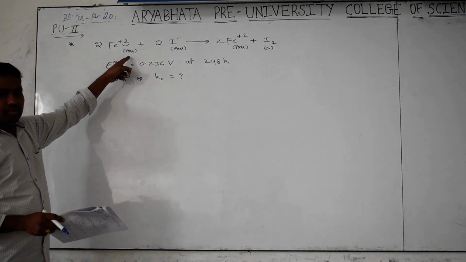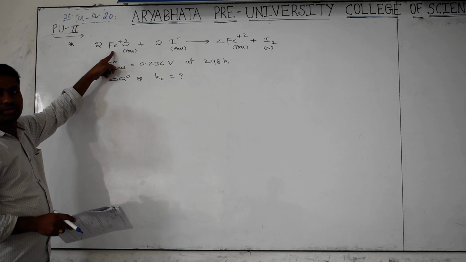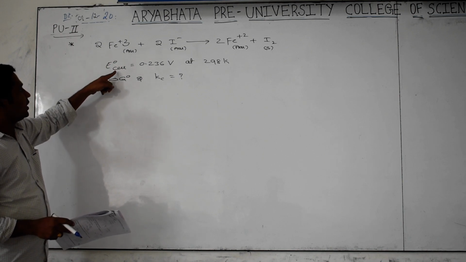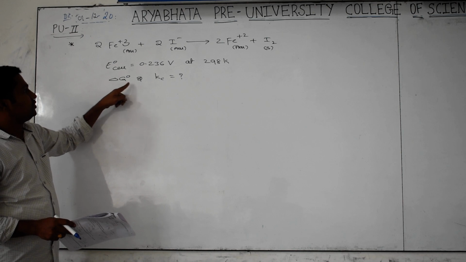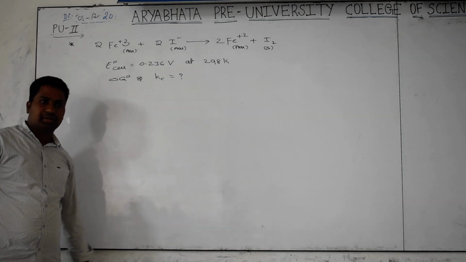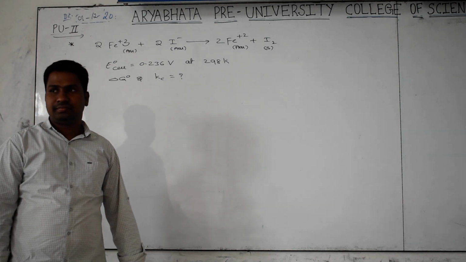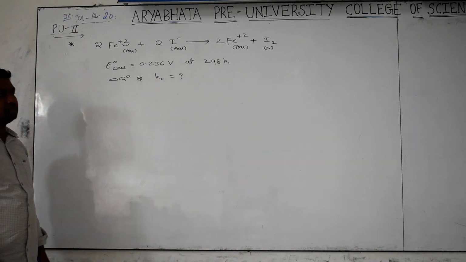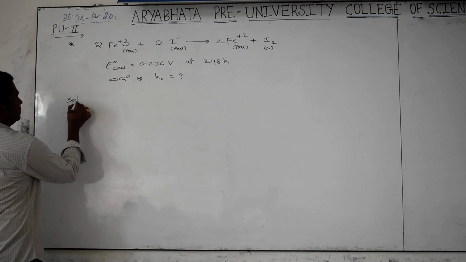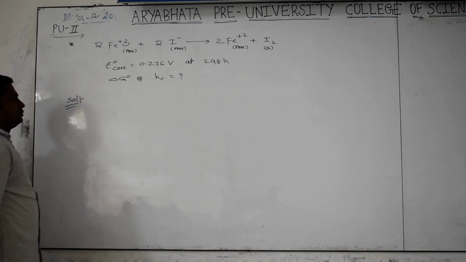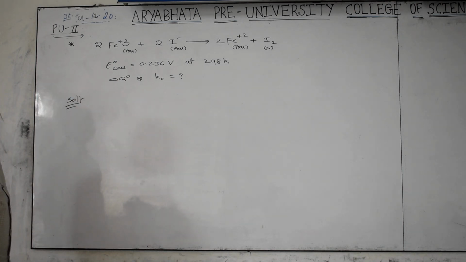We'll see some other problems. One cell reaction is given, and the standard EMF of the cell is given, and it is asking for the standard free energy change and the equilibrium constant. You can get it, try once. Two direct formulas we can use.